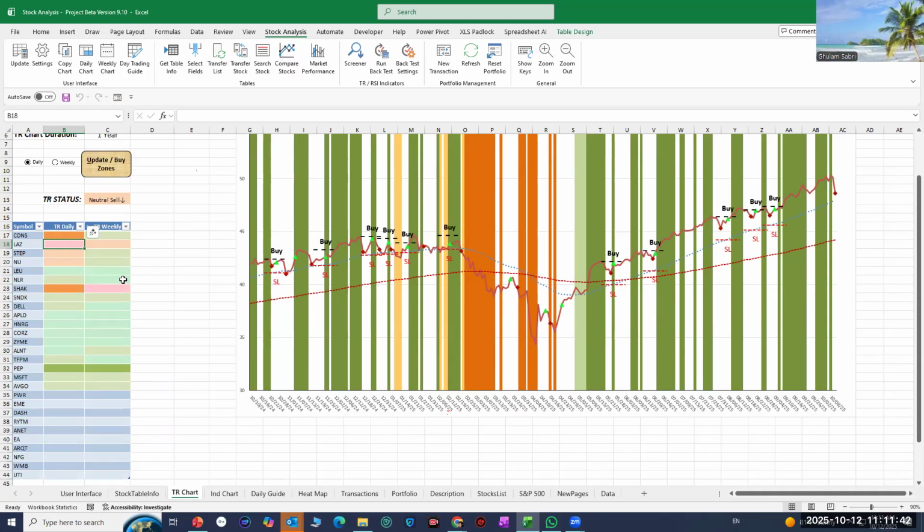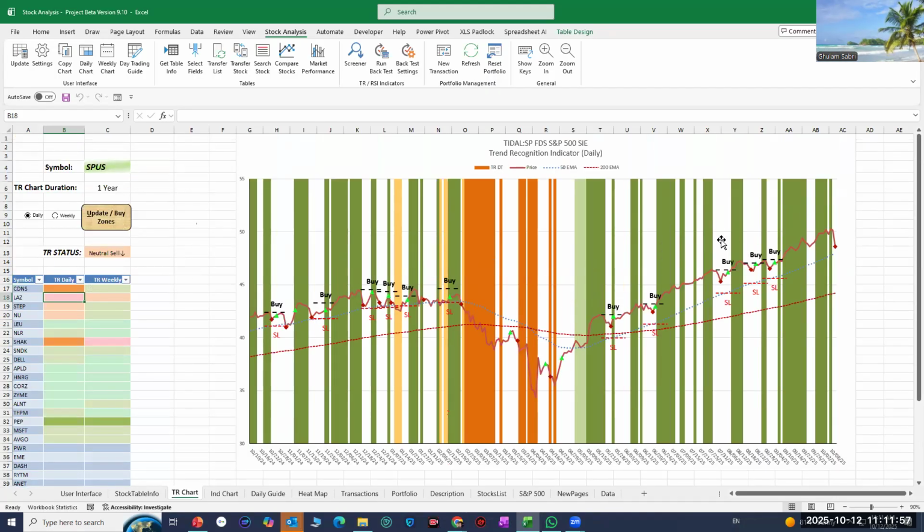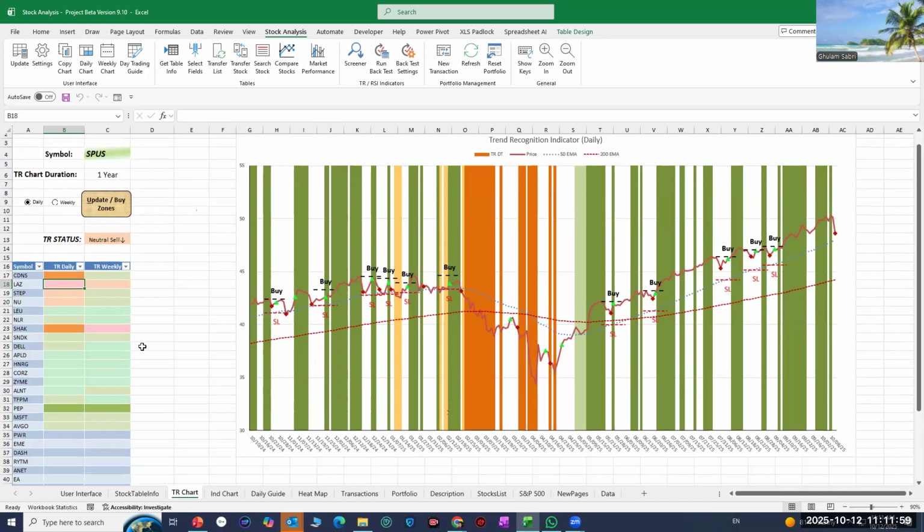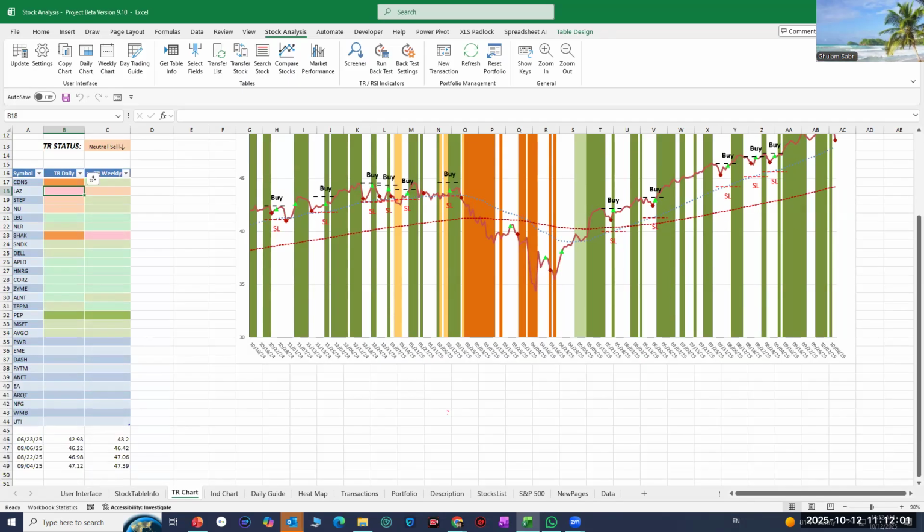So through this method, we can do the reverse engineering and scan through all those 500 stocks, but it will take a long time for 500 stocks. Because one by one, it has to download the data for all those 500 stocks, run through these algorithms, calculate their TR status and the buy signals, and then come up with this. So it will take a while. Okay, so there's no other separate thing.